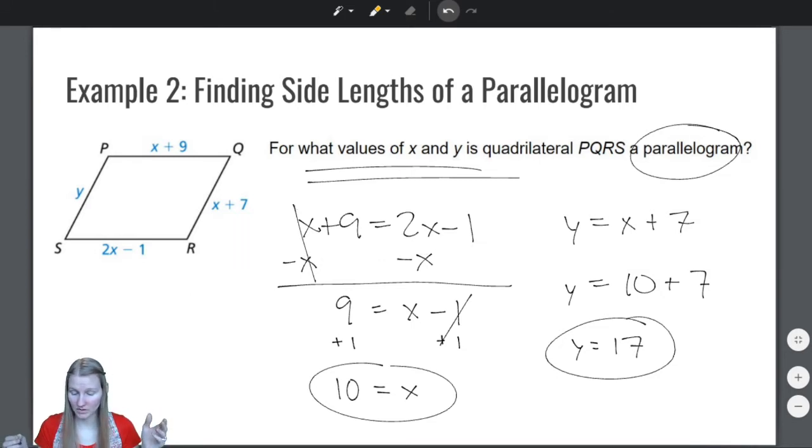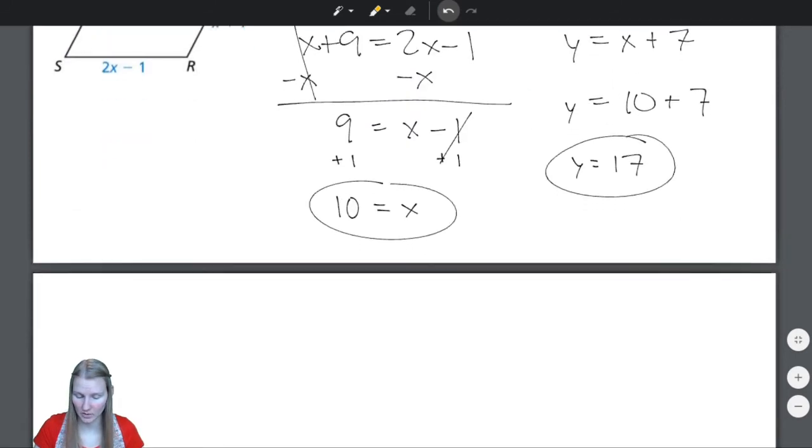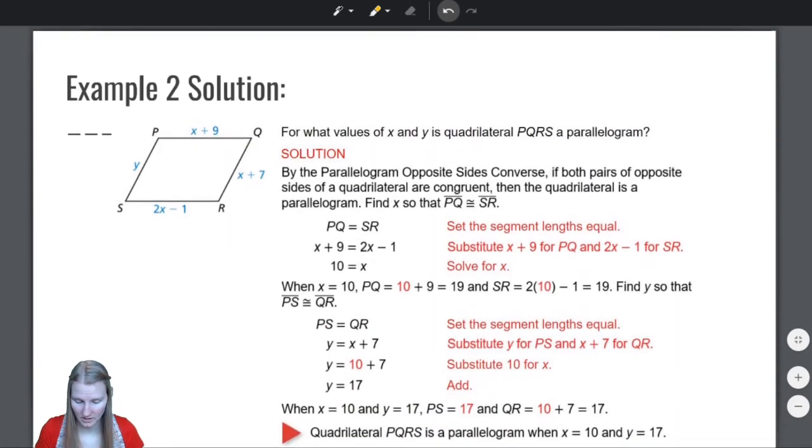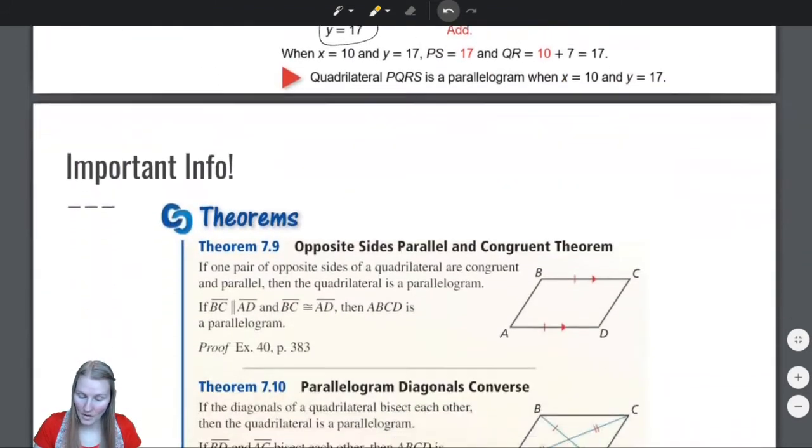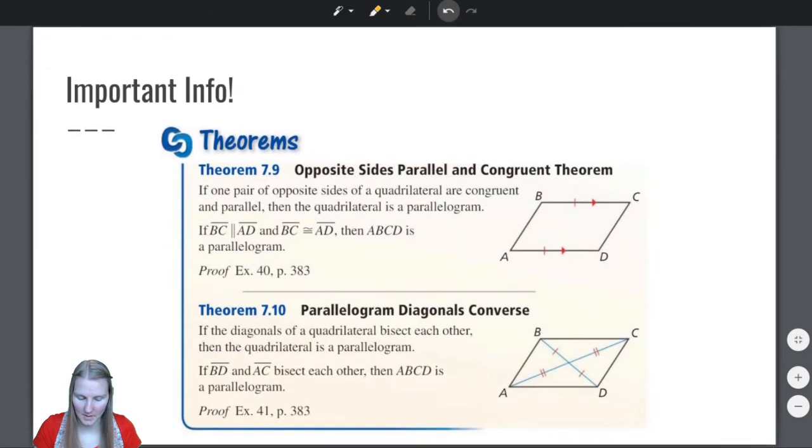Okay, so 10 equals x, y equals 17. Let's see if we were correct. x plus 9 equals 2x minus 1, x is 10. y equals x plus 7, y equals 17. Yeah. That's exactly what we did. And we were correct. Beautiful. All right, now we're going to look at some other theorems.